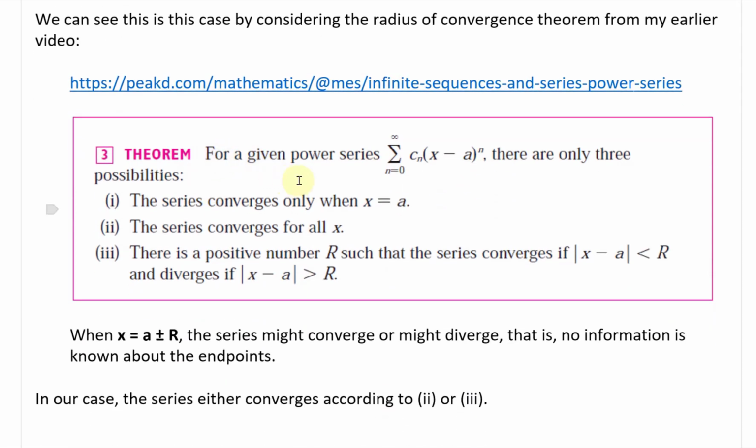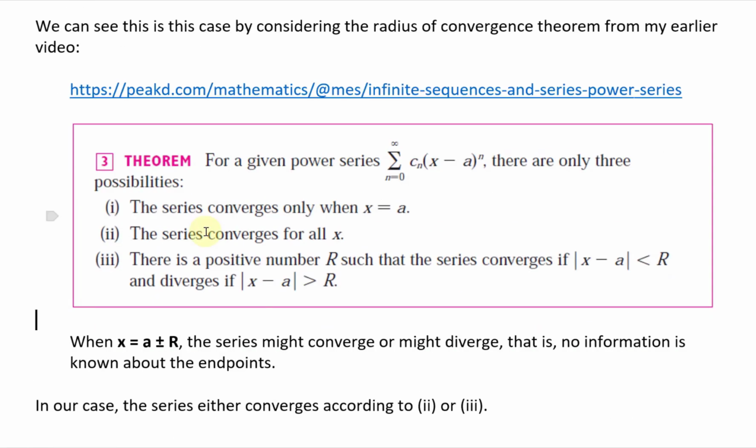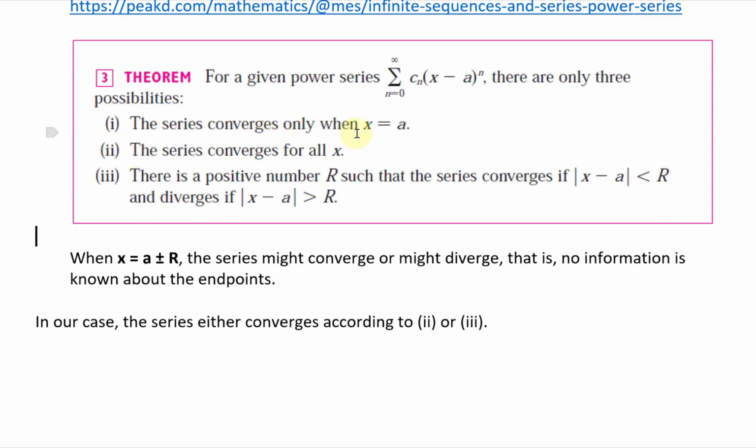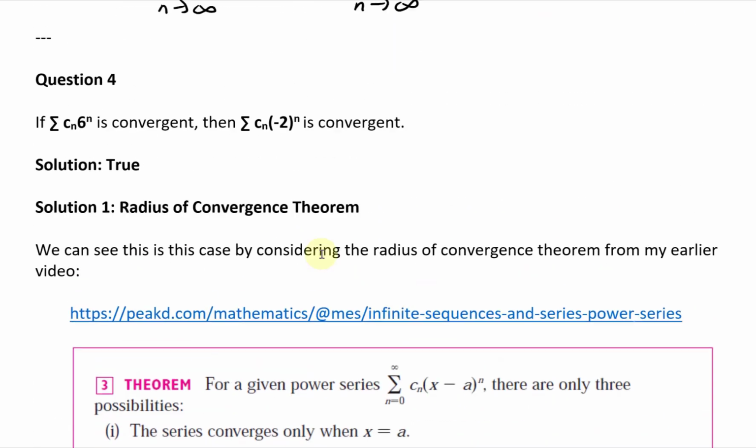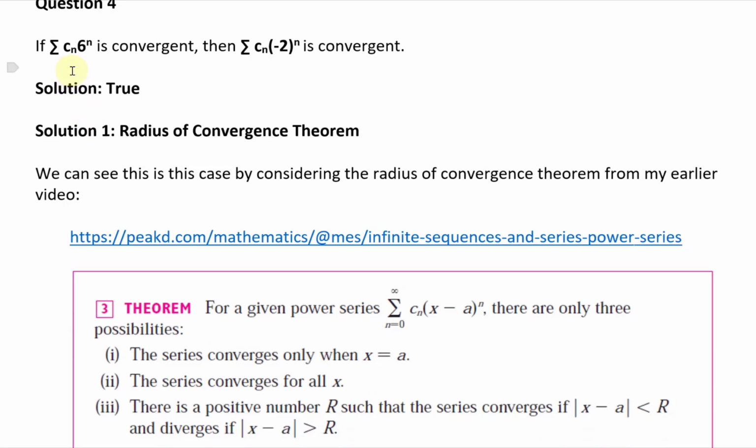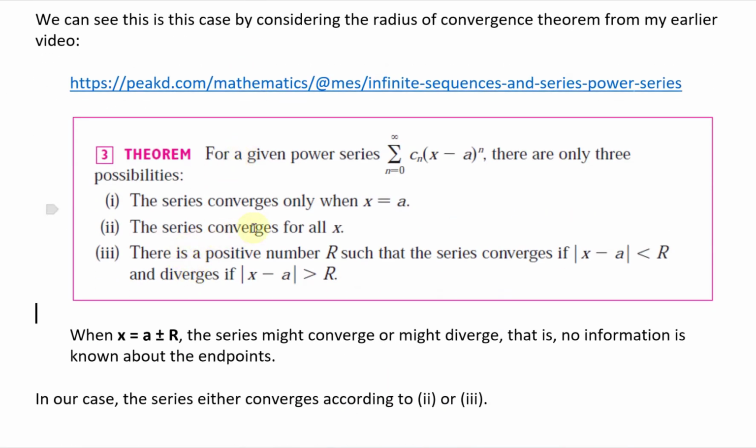So for a given power series, just to recap, the summation from n equals 0 to infinity of Cn times x minus a to the power of n, there are only 3 possibilities. That's the key. There's only 3 things that can happen with power series in terms of convergence. So you have: 1, the series converges only for x equals a. In our case, a is 0, so it doesn't apply here. 2, the series converges for all x.